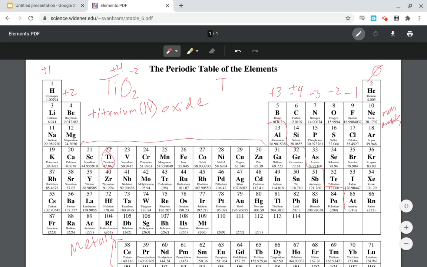Similarly, if we had just TiO, we would call that titanium(II) oxide. So the Roman numeral represents the charge of the metal. Now, it gets even more complex than that, if you will. So let me cover the other cases.